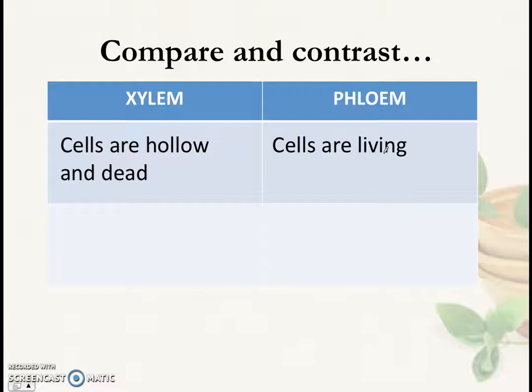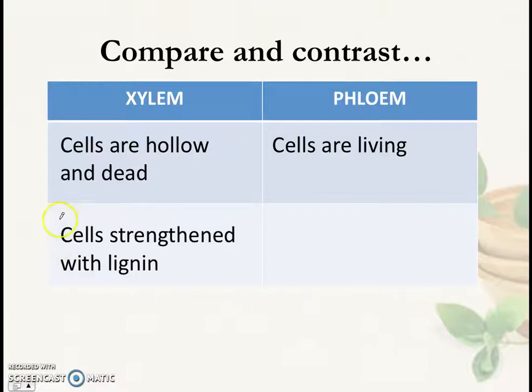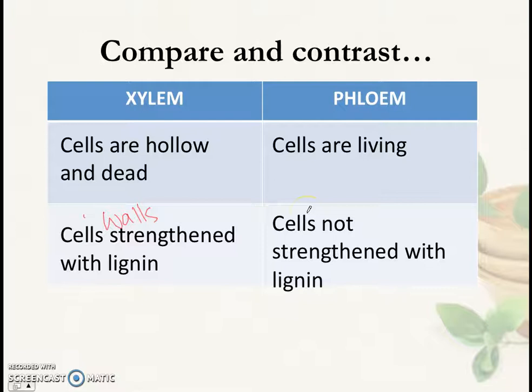In the xylem, the cell walls are strengthened with lignin. But in the phloem, the cell walls are not strengthened with lignin. There are a lot more comparisons to be made, and I want you to think about it. We can discuss it more in class. For example, the xylem has no end walls, there are no walls between xylem vessels, but for the phloem, there were sieve plates.